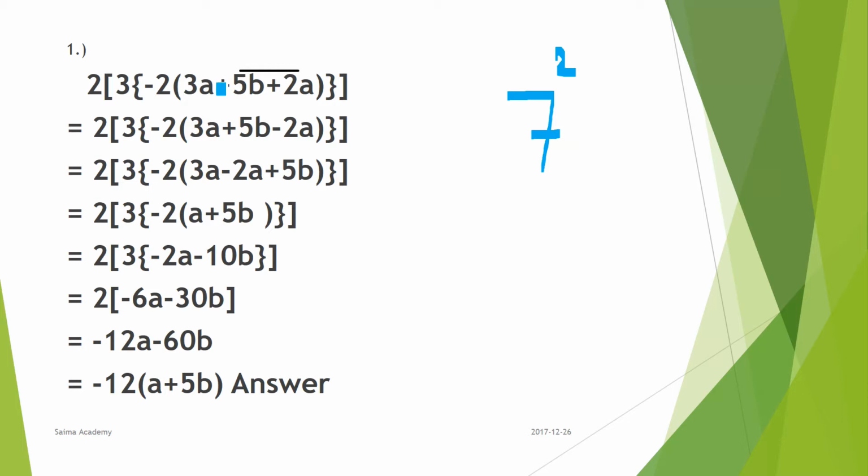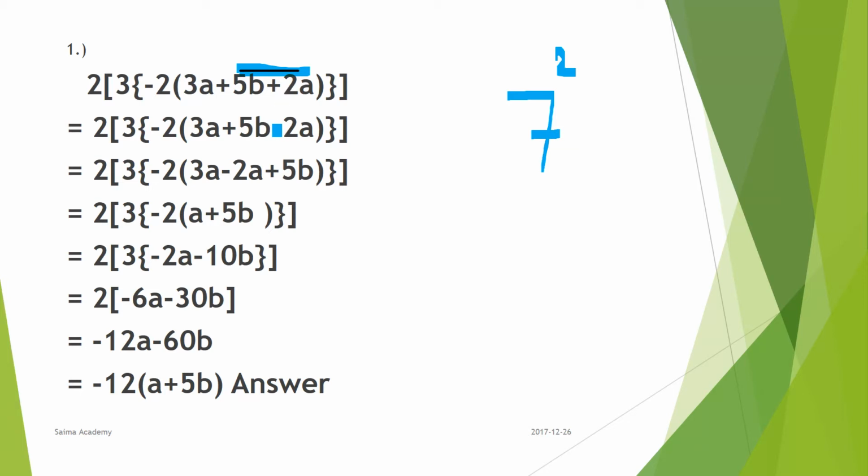This is the bar line, this is the small bracket. So first of all, we have to solve the bar line. It is very easy to solve the bar line, it is the easiest. What you have to do, just see this bar line is on 5b plus 2a. It is on top of 5b plus 2a. So see, only one sign or one operation is here. So you have to change the sign.